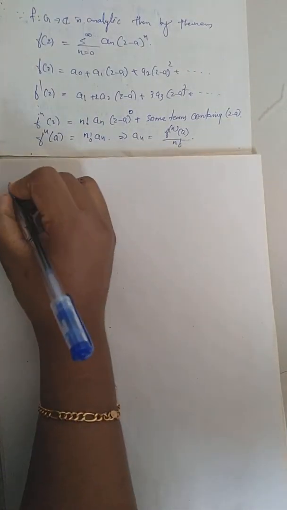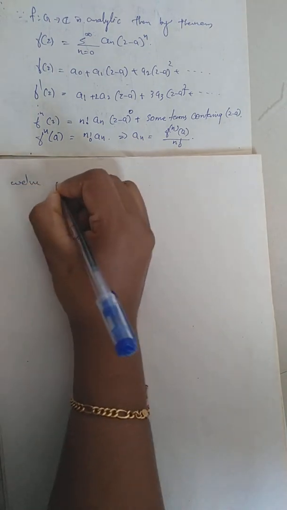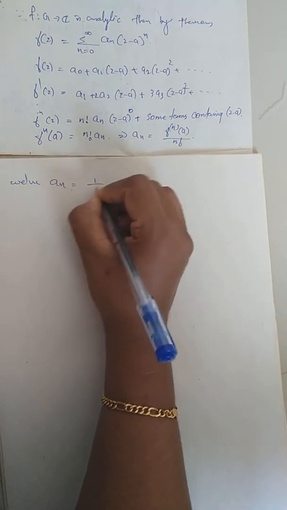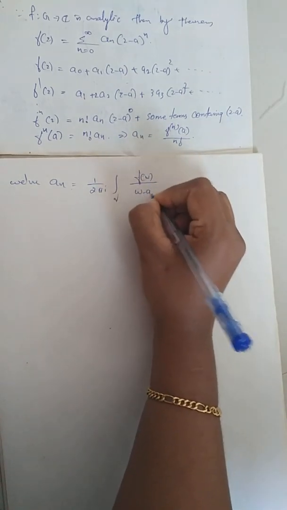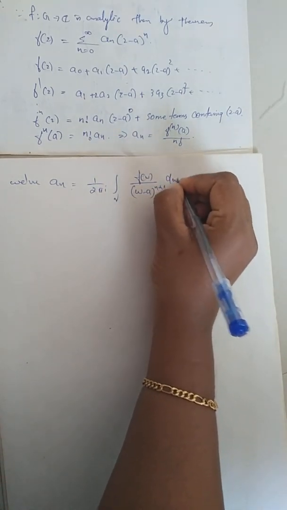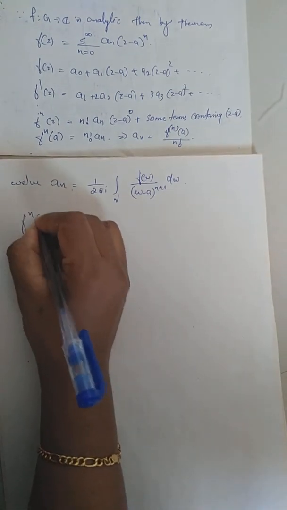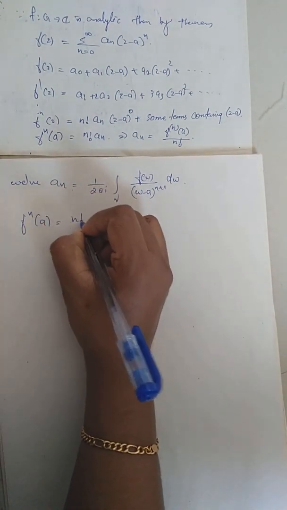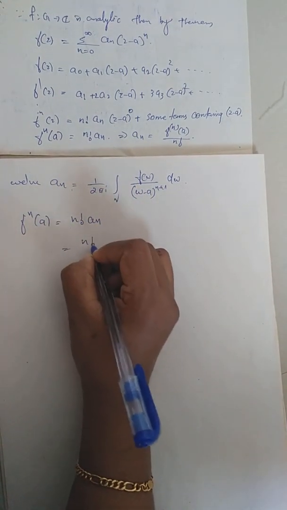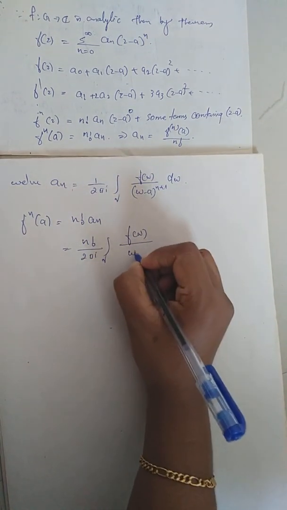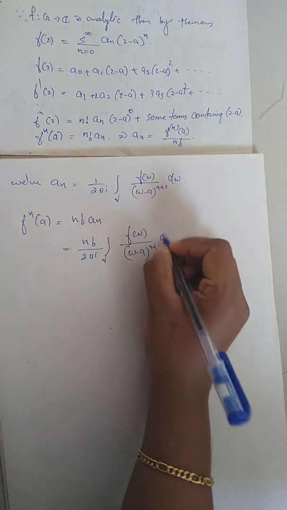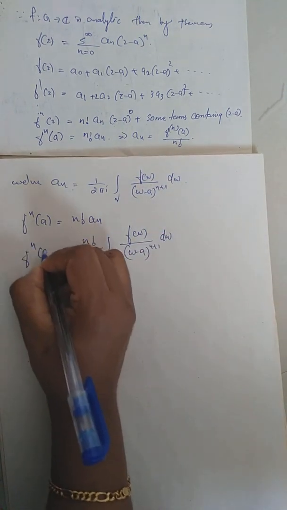But actually by the theorem we proved, a_n is nothing but 1 by 2 pi i into the integral over gamma of f(w) divided by (w minus a) raised to n plus 1 dw. Therefore, the nth derivative of f at a will be n factorial into a_n. That means n factorial divided by 2 pi i into the integral over gamma of f(w) divided by (w minus a) raised to n plus 1 dw. So this is the nth derivative at the point a.